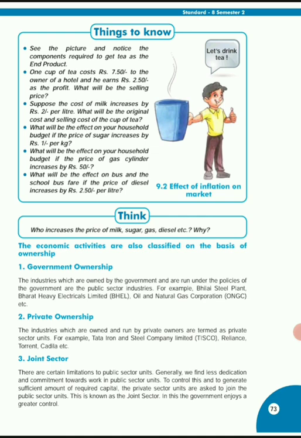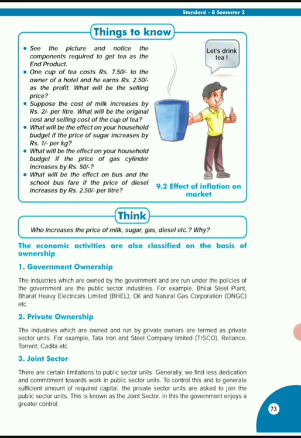Now, let's see how economic activities are also classified on the basis of ownership. The first one that we have done is the basis of types of activities. Now, the second one is the basis of ownership. Let's see the first point, that is government ownership.